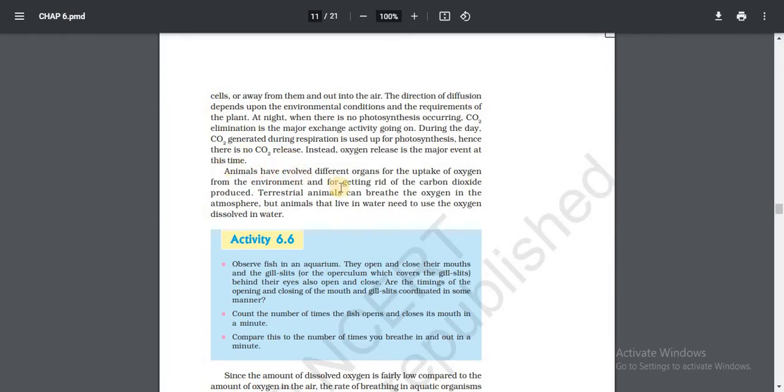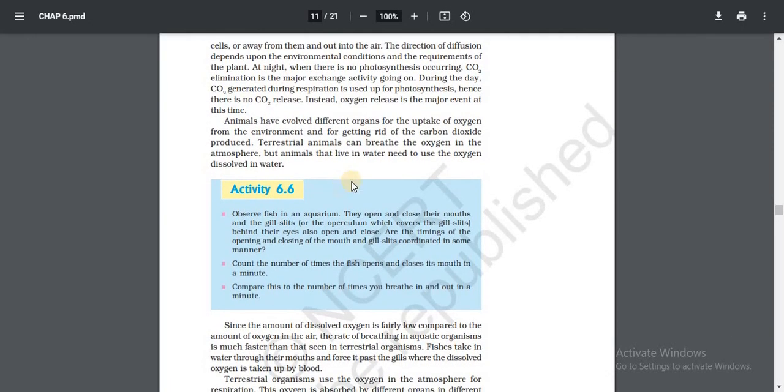Animals have evolved different organs for the uptake of oxygen from the environment and for getting rid of the carbon dioxide produced. Terrestrial animals can breathe the oxygen in the atmosphere, but the animals that live in water need to use oxygen dissolved in water.